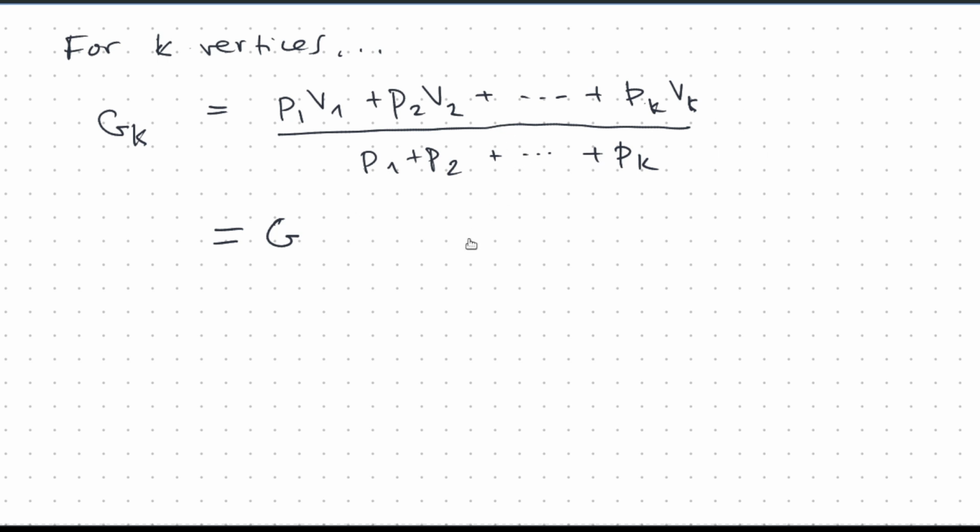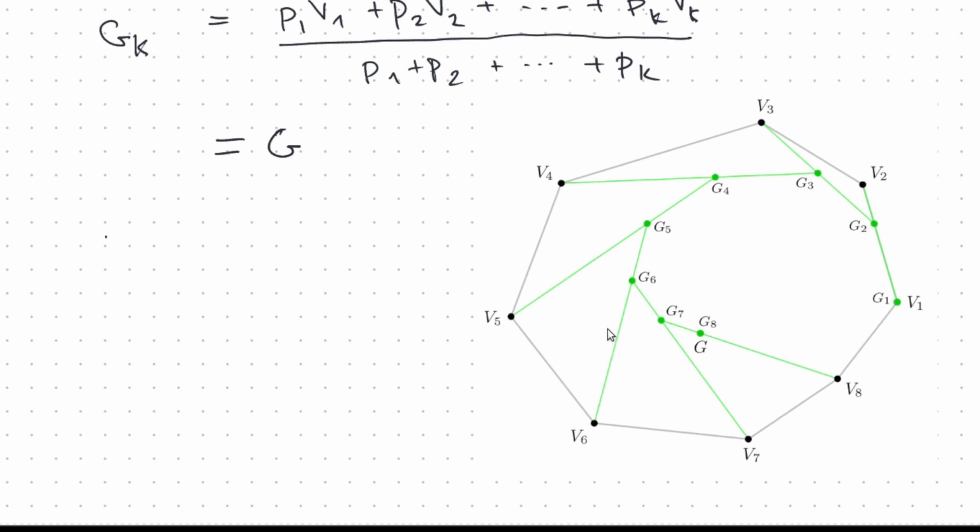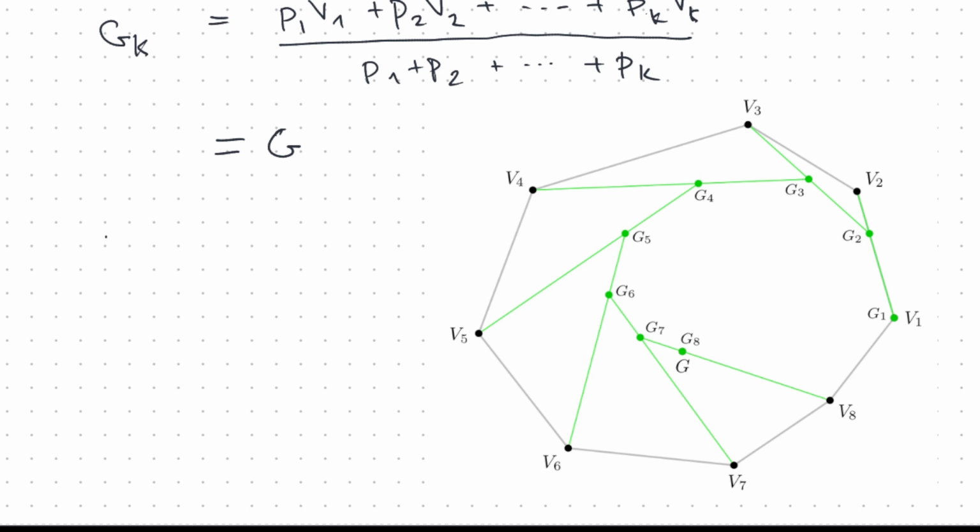Now, let's reason about this a little bit more closely. Okay, let's think about this. Maybe I should make this bigger. All right, let's think about this. Now, the polygon is convex, yes? So every point along this segment is inside the polygon. So therefore, the segment G1, V2 is in the polygon.